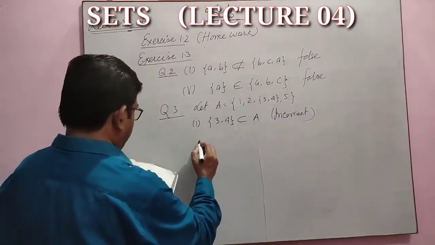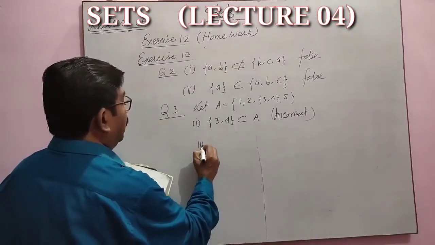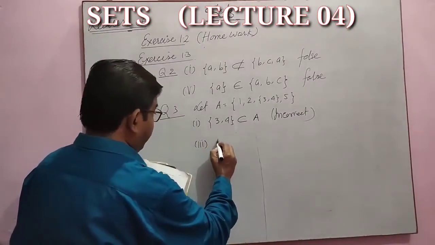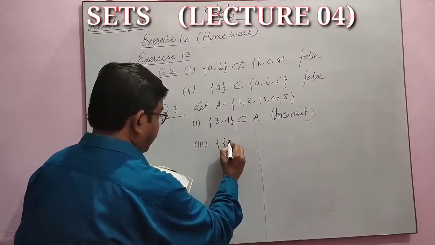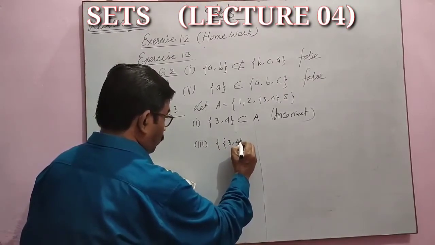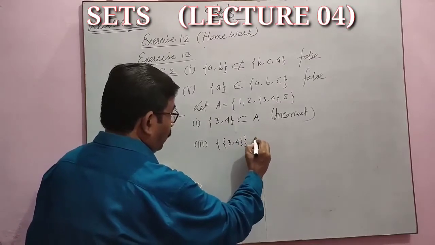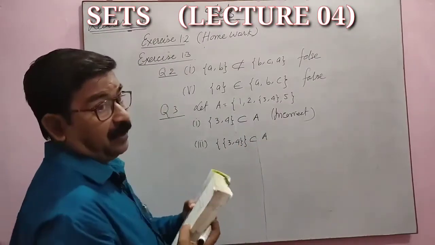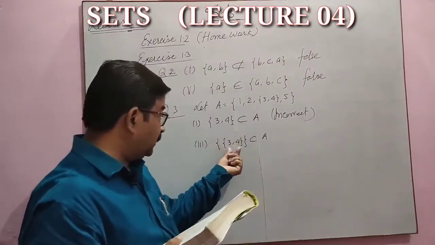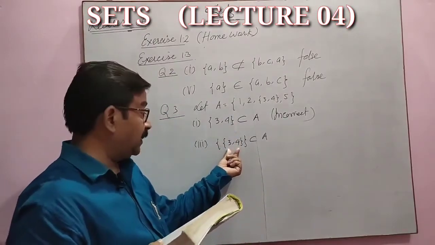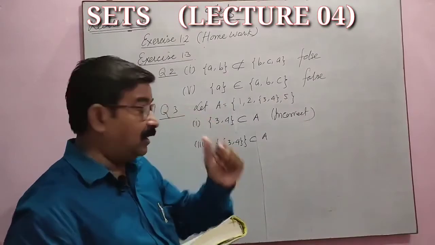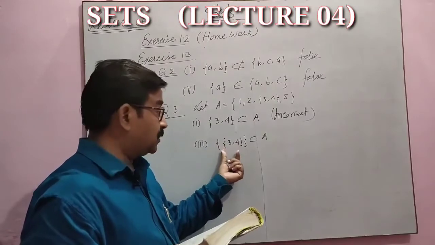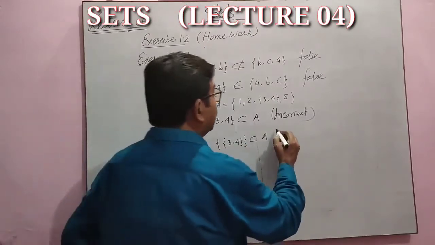Now here is one more part. See, the second part, it's the third part I am doing. The other part you can do yourself. Third part: a bracket, again a bracket, {3, 4} is a subset of A. Right, now I have told you that 3, 4 in a bracket is a single element, and again it is written in a bracket, it means it is a subset of A. So it is correct.